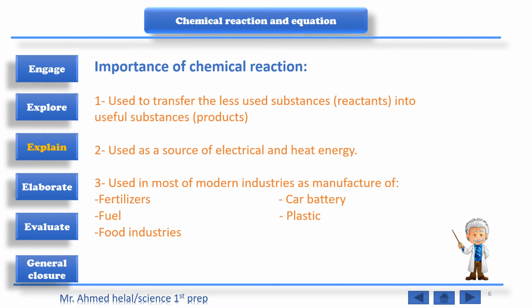What is the importance of the chemical reaction? Used to transform less useful substances, reactants, into useful substances, products. Used as a source of electrical and heat energy, this is so important. Used in most modern industries, such as manufacture of fertilizers, fuel, food industries, car batteries, and plastic.